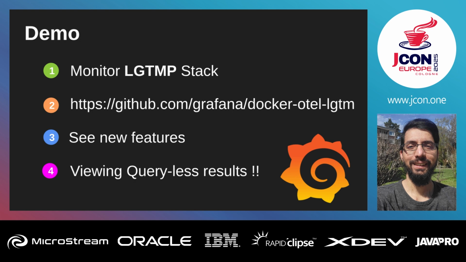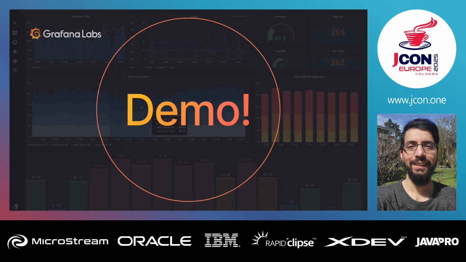For the demo, we will see how this LGTMP stack works. This is the GitHub repo which I will use, which is actually a Docker repo. You can take a screenshot of it, but we'll use this one. It has defined everything, and once we run this script or Dockerfile, we will see some of the new features, and we will see how we can view all of these results queryless. We don't need to write anything. We don't need to remember each and every query. We can actually see all the results. So the demo time is here.